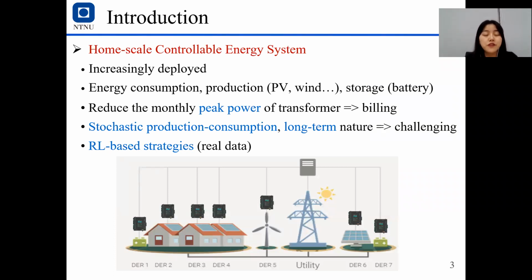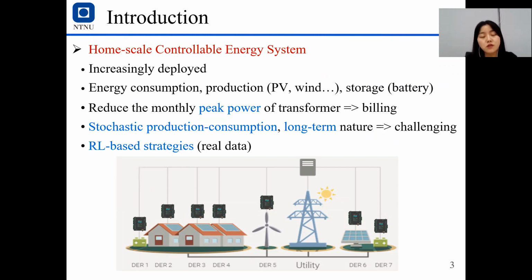With the electrification of our society, home-scale controllable energy systems are increasingly deployed. This kind of system usually has energy consumption parts, production parts, and a storage part. However, there's one significant issue in this kind of smart grid system.